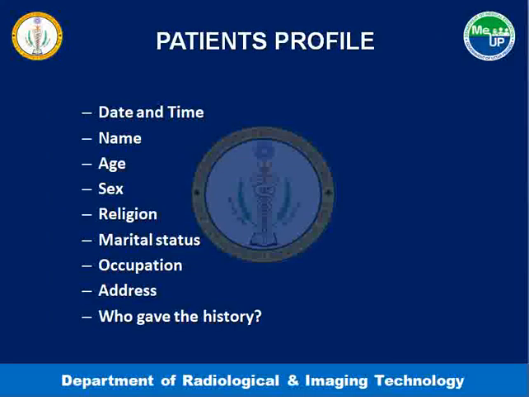The patient profile includes the date and time when the history is acquired, name of the patient, age of the patient, sex of the patient, religion of the patient, marital status of the patient, occupation of the patient, address of the patient, and the details of the person who gave the history.